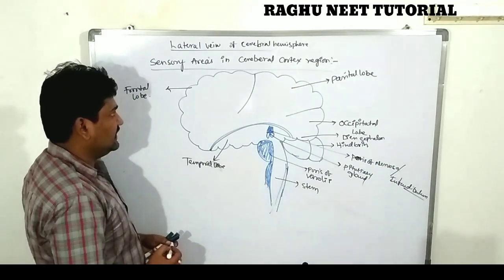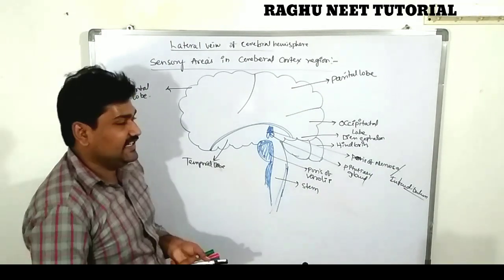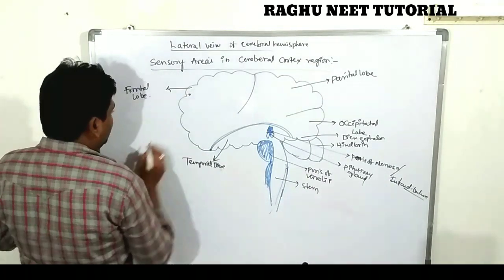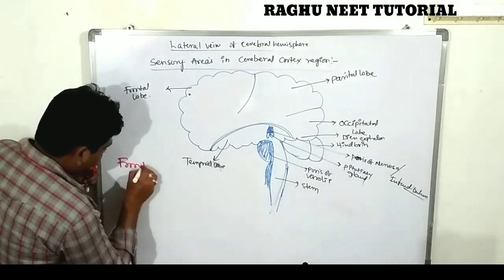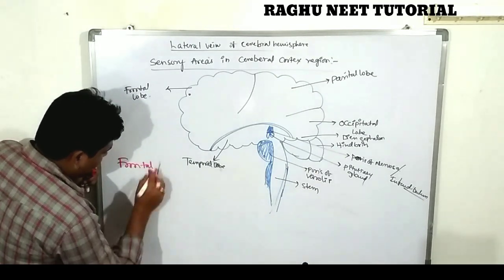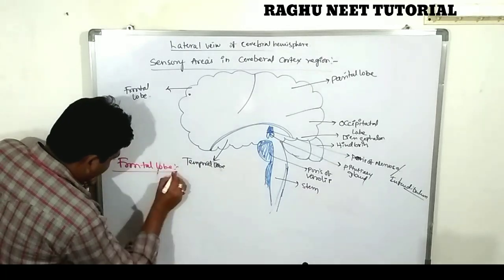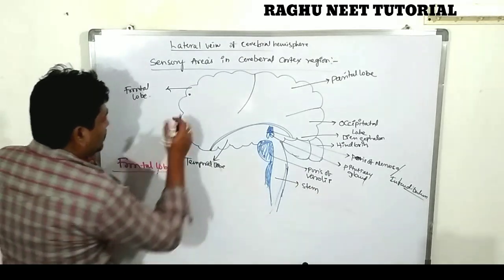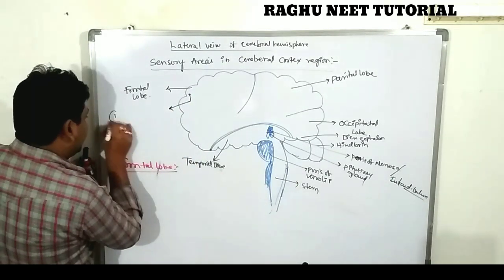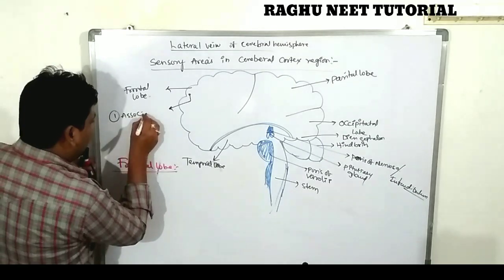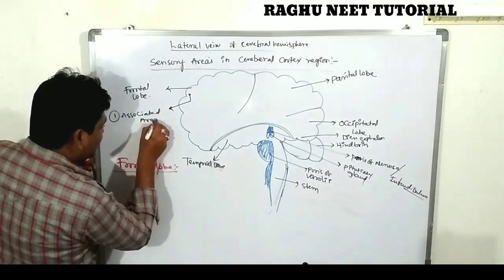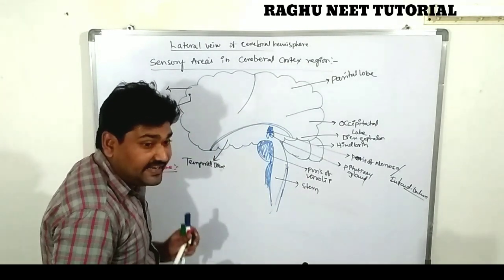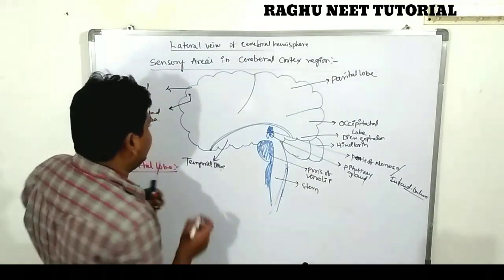Where are the sensory areas in the cortex region located? First one, the frontal lobe. The frontal lobe contains 3 different types of sensory areas. First one is known as the associated area. The first sensory area in the frontal lobe is the associated area.